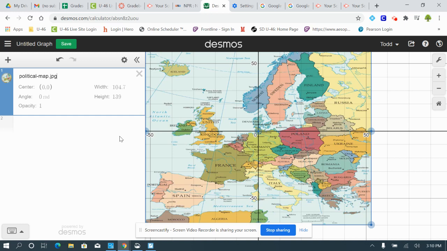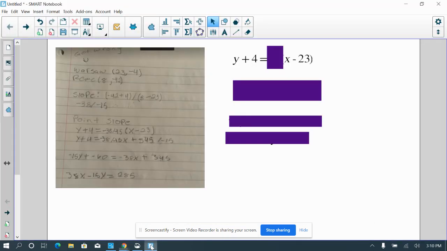So thank you. You want to find a line between Warsaw and Rome. You found the correct ordered pairs. And when I looked at your work, you only did a couple of things that were off. So here you found the slope correctly.